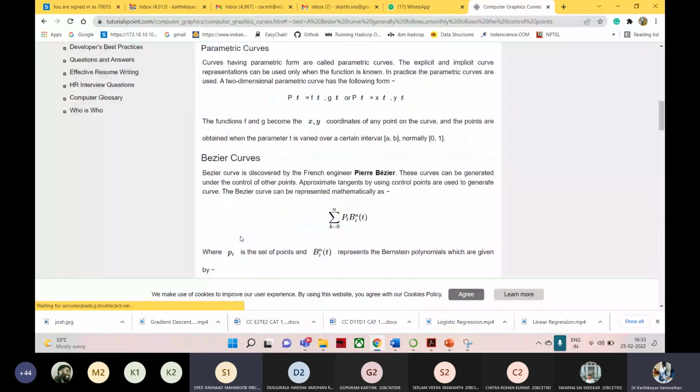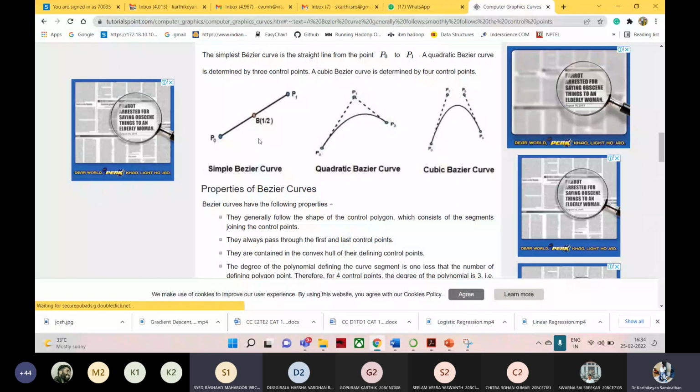I think I have some kind of thing. See here, these are the Bezier curves. We can say it has 3 control points. In between there is a point. So this is another curve, which we used to call a quadratic curve.